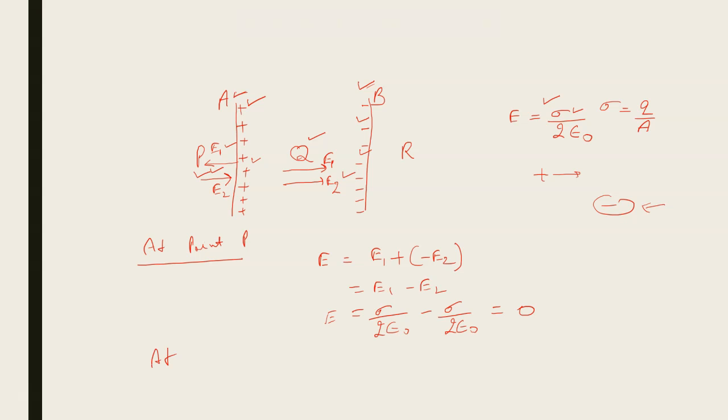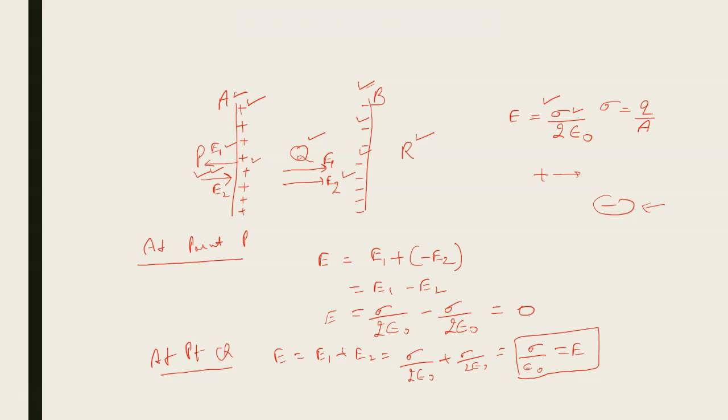So at point Q, again E equals E1 plus E2, as both are in the same direction, so we will just add them. Sigma by 2 epsilon naught plus sigma by 2 epsilon naught, so the result will be sigma by epsilon naught. E equals sigma by epsilon naught at point Q.